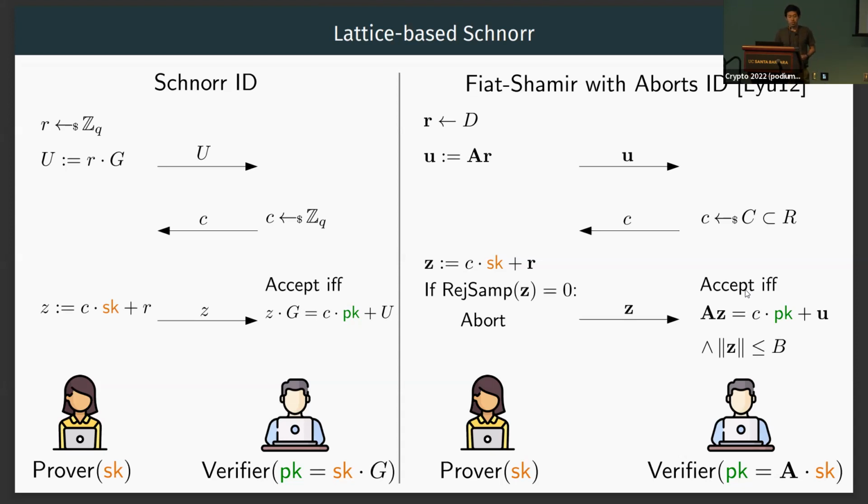Then after rejection sampling, the verifier checks a similar linear equation. Also, because the norm of the vector Z is somewhat small, the verifier has to check that the norm is smaller than a certain bound.